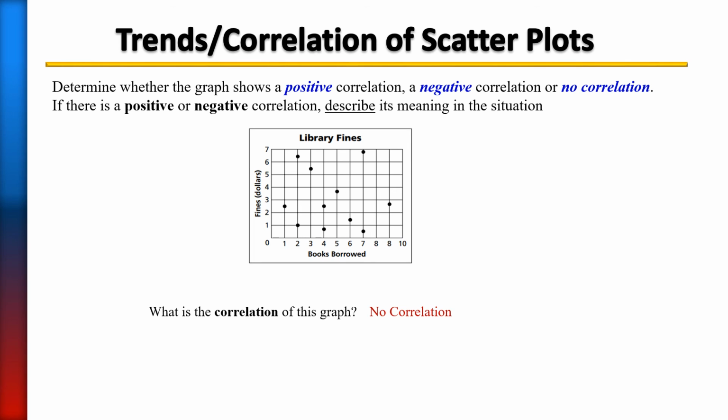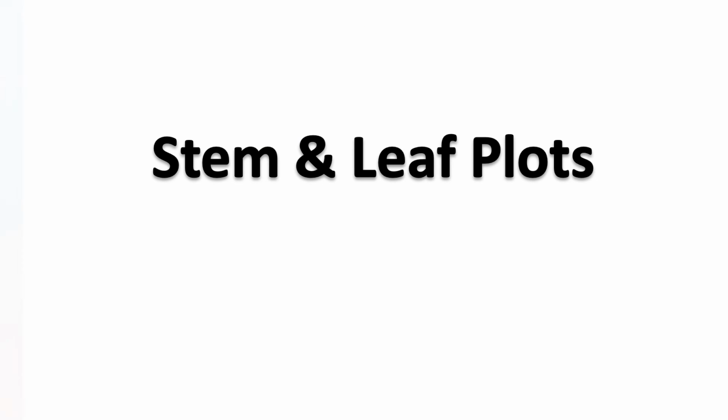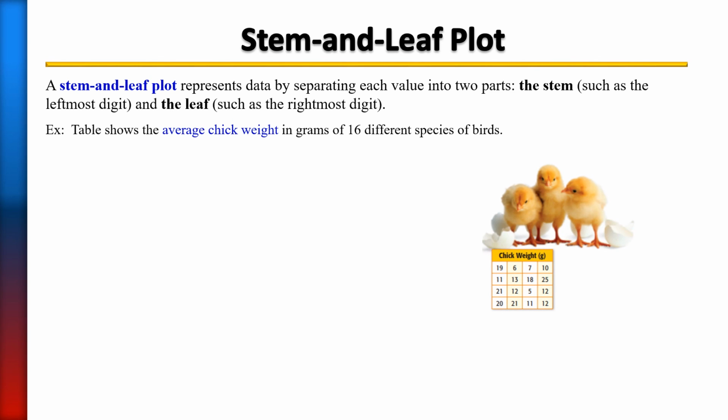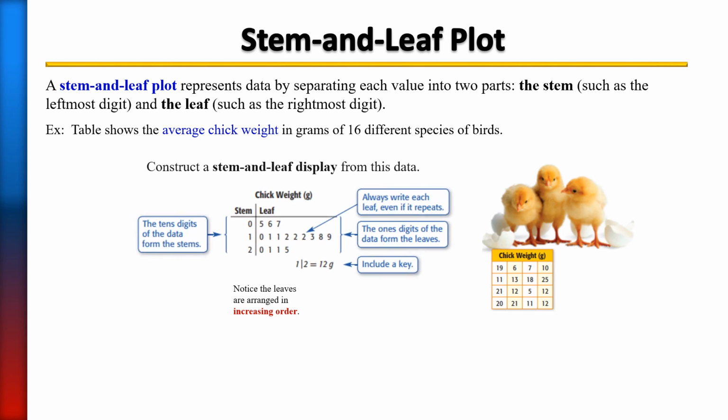Now let's discuss stem and leaf plots. A stem and leaf plot represents data by separating each value into two parts. So you have the stem part, which is the leftmost digit, and then you have the leaf part, which is the rightmost digit. So here's some data of average chick weight in grams for 16 different species of birds. So we have 16 values here, and we're going to place those values into a stem and leaf plot. When we do so, it's going to look like so.